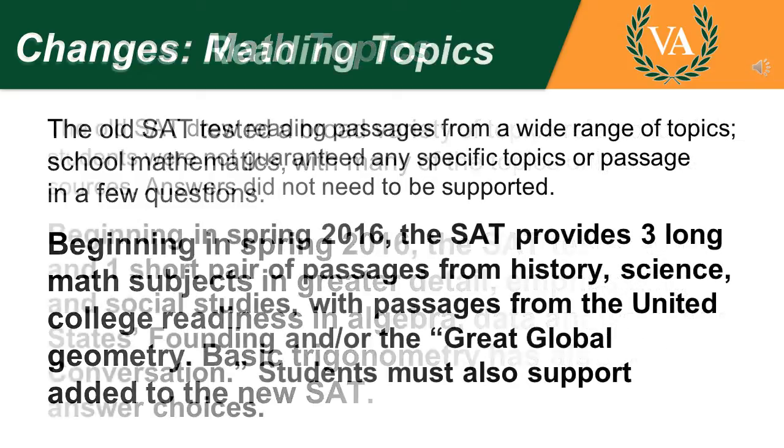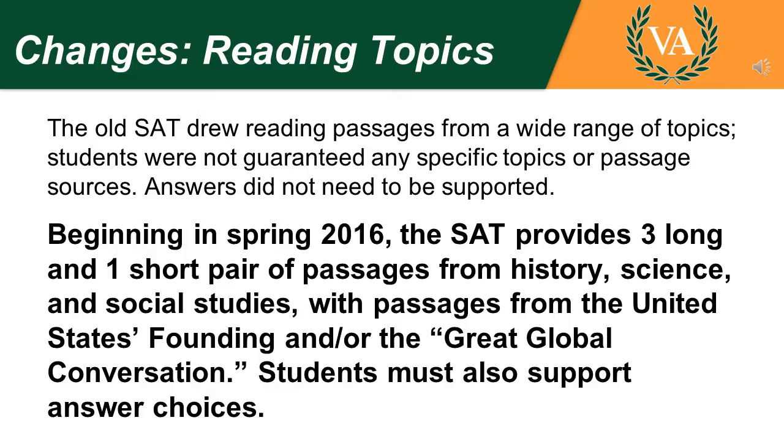The old SAT drew reading passages from a wide range of topics and subject areas. Students were not guaranteed any specific topic or passage source, and answers did not need to be supported. Beginning in spring of 2016, the SAT provides passages from 4 specific areas. They will see 3 long passages and 1 pair of short passages covering the following categories: U.S. and world literature, history and social studies, science, and United States founding documents or the Great Global Conversation, which includes culturally important works that deal with civil and political life.